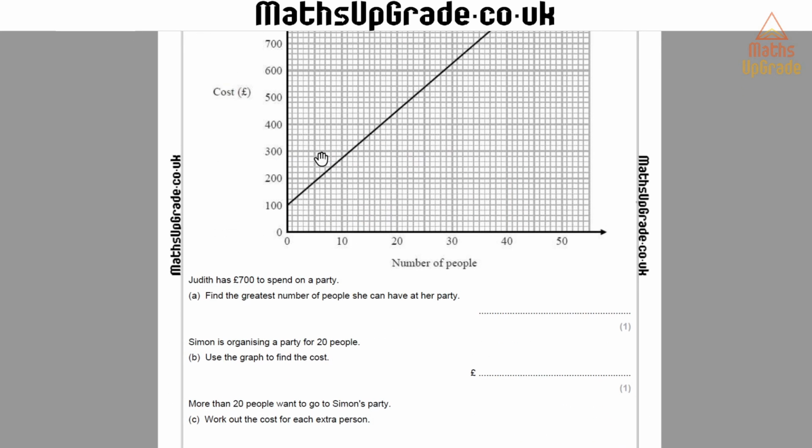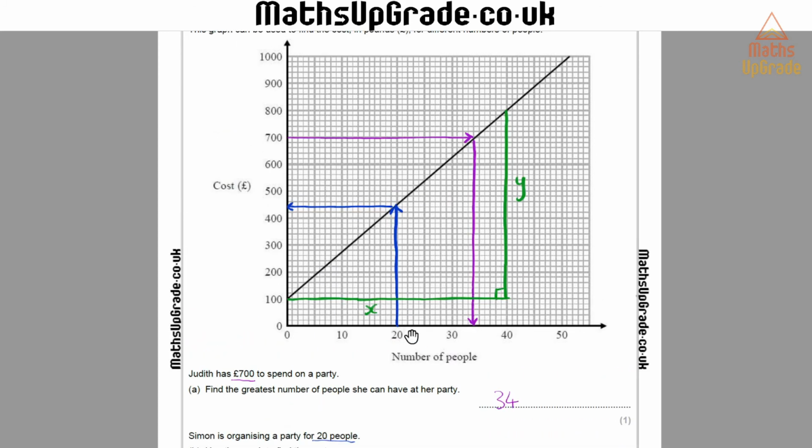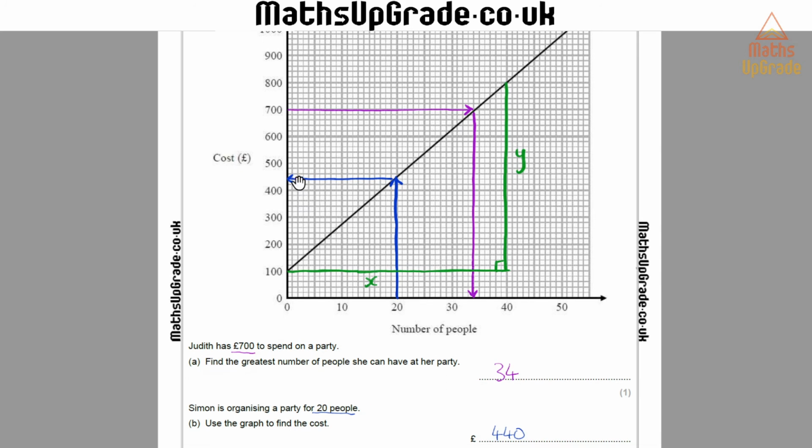Simon's organising a party for 20 people. Use the graph to find the cost. So 20 people, this time, number of people is on this axis. 20 people straight up vertically with a ruler, straight across, and you can see, read off the value, it's £440.